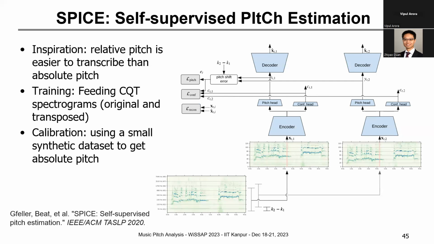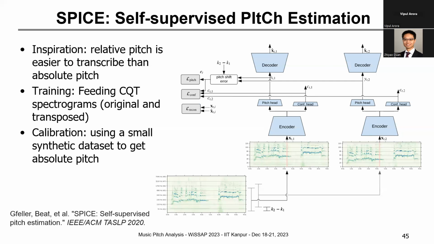Now, this is the model architecture. It takes unlabeled audio recordings, so just audio waveform, and then transforms them into constant-Q spectrograms. And they create a transposed version for each of the recordings. This is the original recording. It feeds to here, but it also creates a transposed version that feeds to this branch. And we know the transposition amount, which is K2 minus K1. We know how much we transpose it.